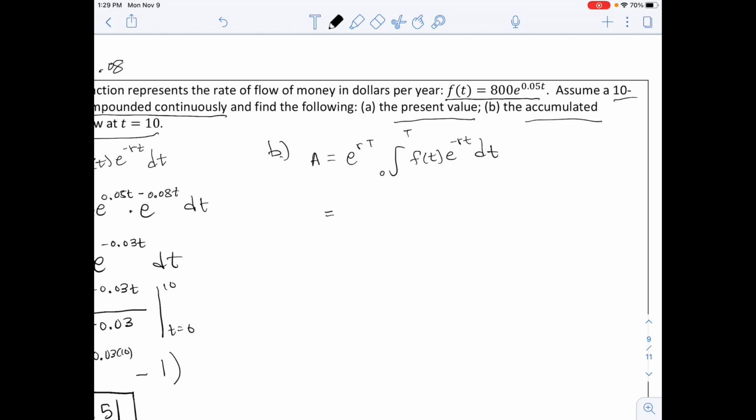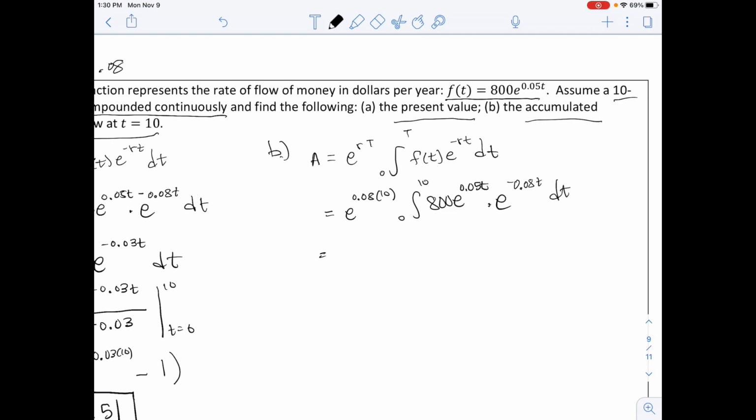From here, I'm going to go ahead and substitute in the values that we do know. I have e to the R, R is still 0.08, T is our time, a 10-year time period, and then we're integrating this from 0 to 10. My function again is 800 e to the 0.05t times e to the negative rt, which is negative 0.08t dt.